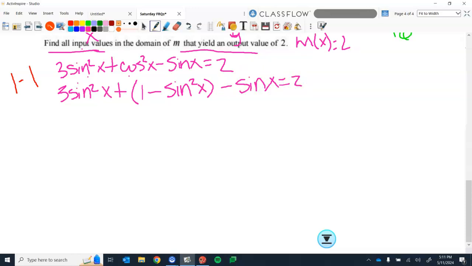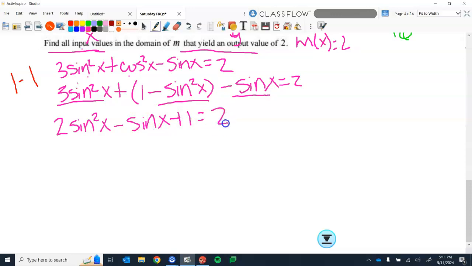All right, now I put the parentheses in there, but in this case, they happen to not really matter, right? That's fine. But I have 3 sine squared x minus sine squared x is going to leave me with 2 sine squared x. And then minus sine x, because I'm putting them in order. And then plus 1, and that equals 2.